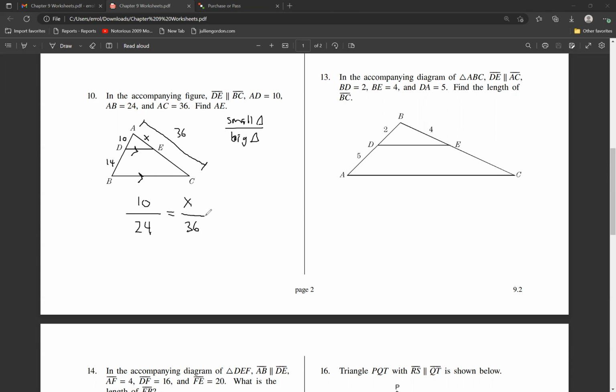Okay, now we cross multiply. 24x equals, what's 36 times 10? Just add a 0. 360. Okay, good. Now divide both sides by 24. So x equals what? What's 360 divided by 24? 15. There you go. It's all about setting up the right ratio. We have to make sure this is right. If that's right, then the algebra is the easy part.